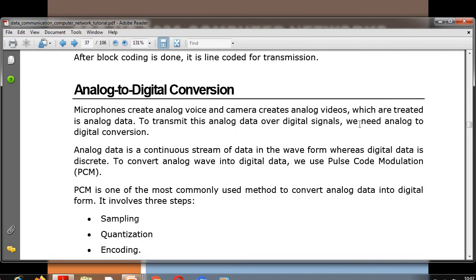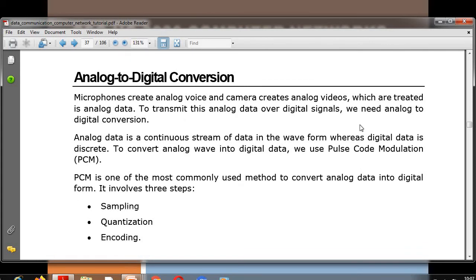Now come to analog to digital conversion. A microphone creates analog voice and a camera creates analog video, which are treated as analog data. To transmit this analog data over digital signals, we need analog to digital conversion. So how is analog data converted to digital signals?